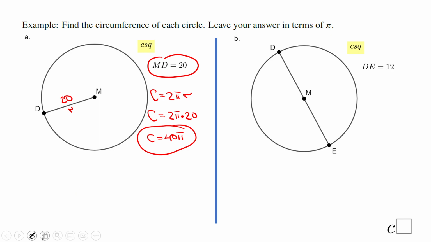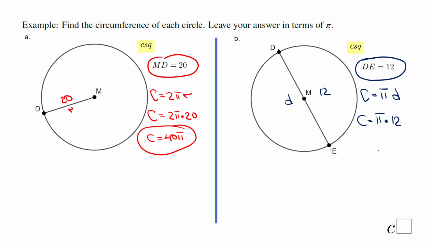Let's take a look at part B. Part B, we need to find the circumference of circle M also, but a different circle obviously. And what is given now is DE. If you take a look, this segment DE is the diameter, and it is 12, so we're going to use the second formula, the one that says pi d. We're going to replace d with 12, and this is the answer, 12 pi.